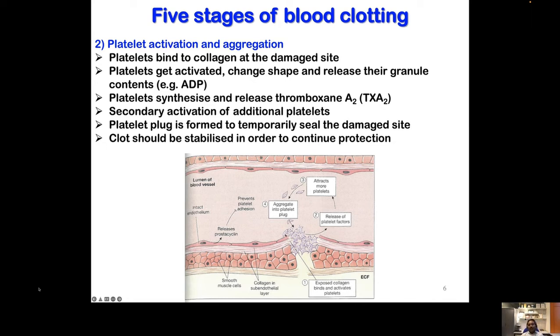And at the same time, platelets do have two major types of granules. One is alpha granule, another one is dense granule.